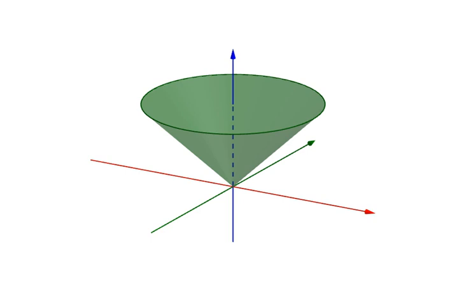Half spaces, open or closed, are affine convex cones. Moreover, in finite dimensions, any convex cone C that is not the whole space V must be contained in some closed half space H of V. This is a special case of Farkas' lemma.